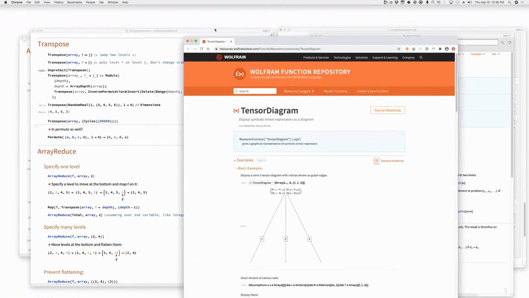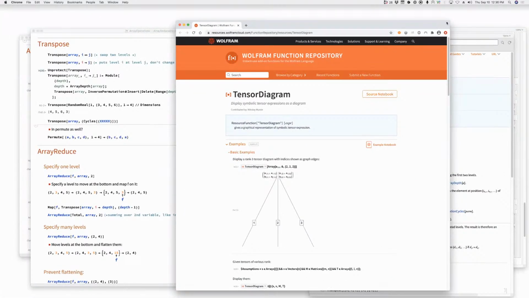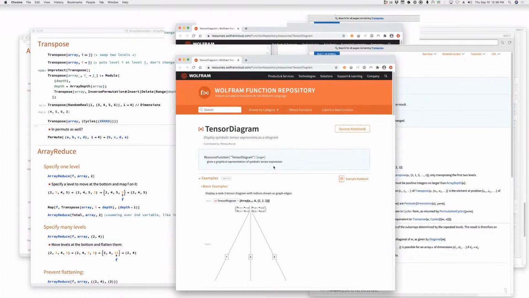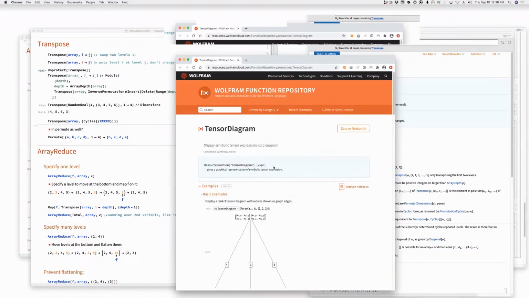Pointing out that he's written this function repository item about tensor diagrams.